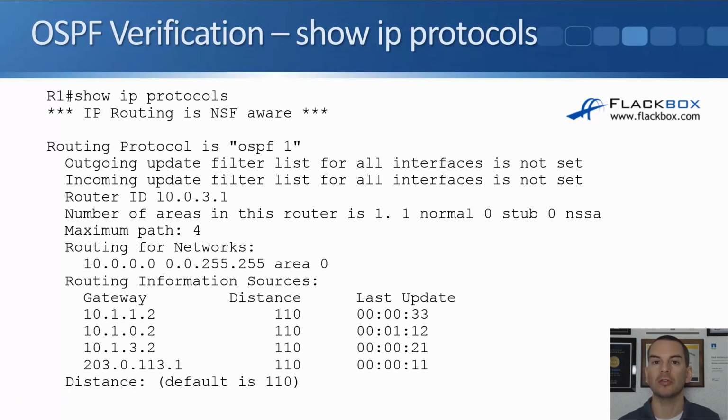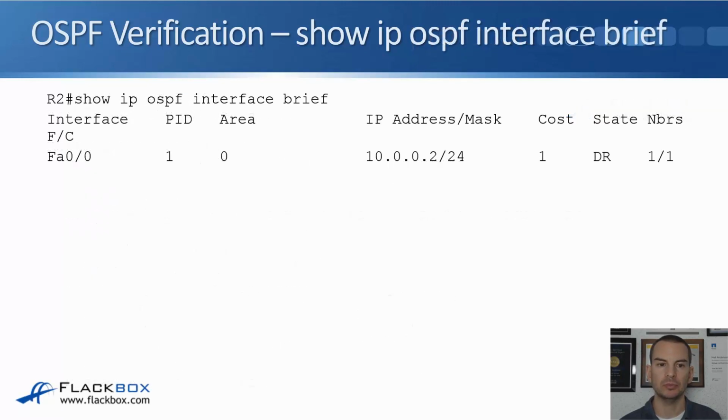Show IP protocols will show all the routing protocols that are running on the router. You can see in the example here, we're running OSPF with process ID 1. You can see other information like the networks it's routing for, the routing information sources, which are the OSPF neighbors, etc. Show IP OSPF interface brief will show which interfaces have got OSPF enabled on them on this router, the process ID for the interface, the area, the IP address and mask, the cost for the metric, and how many neighbors are reachable through that interface.